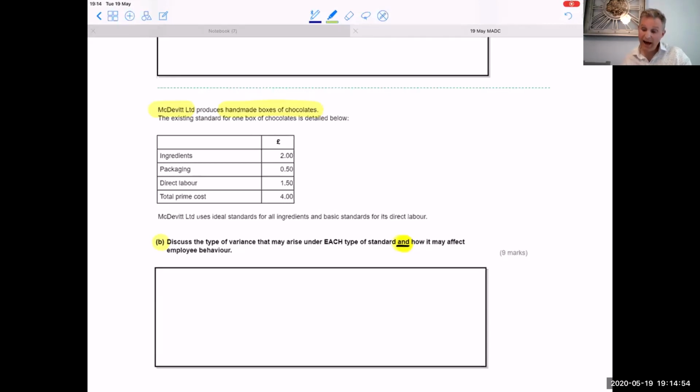And then the other bit, and how it may affect employee behaviour, they're going to ignore altogether. So many people do that. And I always think of the word "and" as being like the balance in a set of scales. Okay, so you've got half the answer on one side and half of the answer on the other side. And if you misunderstand what that "and" means, you're missing half of the question. If you're missing half the question, you're missing half the marks.